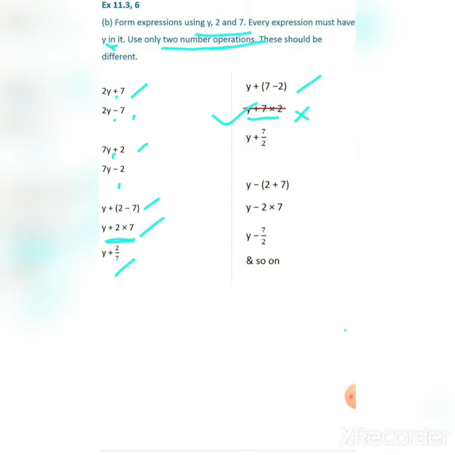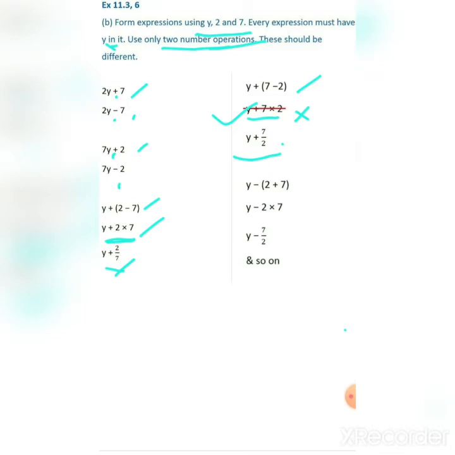Then y plus 7 upon 2. This is the new one. It is not similar to y plus 2 upon 7, because 2 upon 7 is different, having 0 point something as a quotient, and 7 upon 2 will be different. 7 upon 2 is 3.5. So both have different answers, so we can write this. Then y minus 2 plus 7, y minus 2 into 7, and y minus 7 upon 2, and so on.